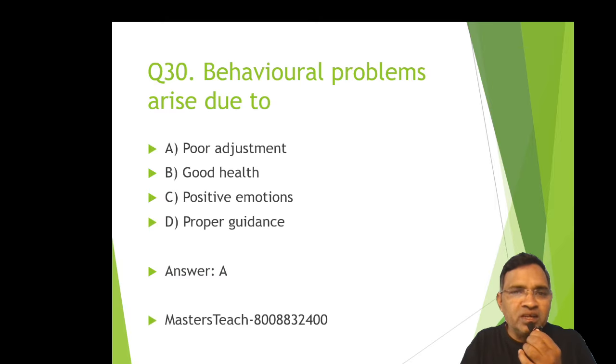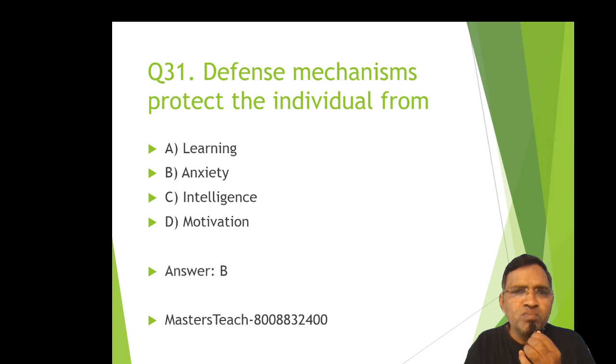Okay, 30. Behavioral problem arises due to A. Poor adjustment, B. Good health, C. Positive emotion, D. Proper guidance. So behavioral problems arise due to a poor adjustment.